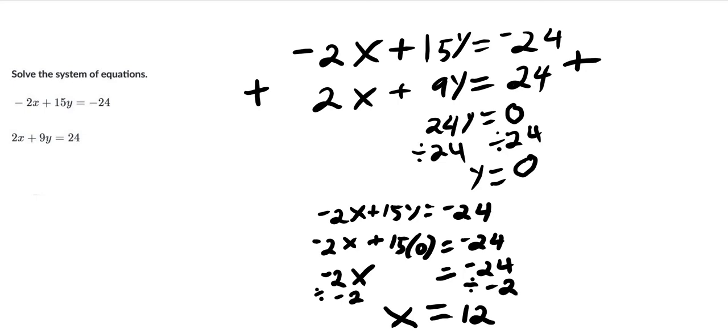We can double check that by plugging it in. So here, negative 2 times 12 would be negative 24. Y is 0, 15 times 0 is 0, equals negative 24. That checks out. What about the other one? X is 12, so 2 times 12 is 24, plus y is 0, so 9 times 0 is 0, equals 24. Checks out.